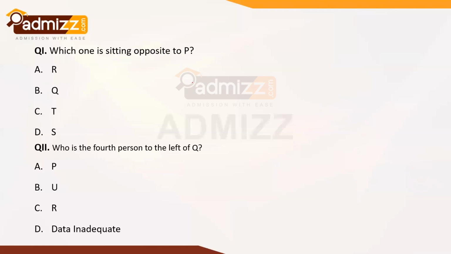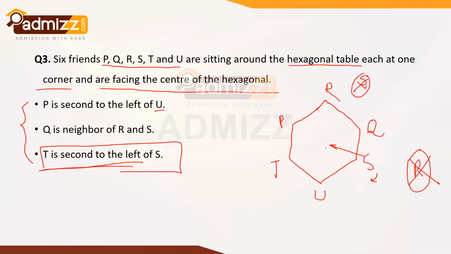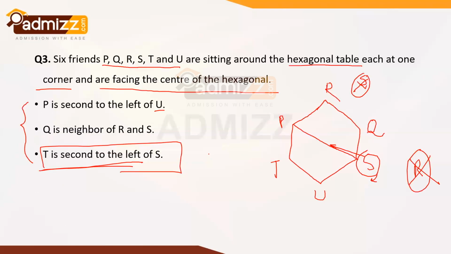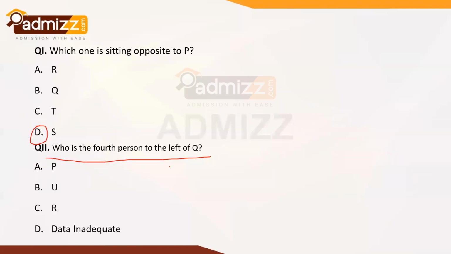Which one is sitting opposite to P, right? So the one opposite to P is S, right? Opposite corners of the diagonal, a hexagon, sorry. So S is the correct answer in this case, right? Who is the fourth person to the left of Q, right? Fourth person to the left of Q. So left for Q will be in this direction. So this is the first, this is the second, third, and fourth. So it'll be P, right? P is the correct answer. Is everyone clear? Is everyone following right now?